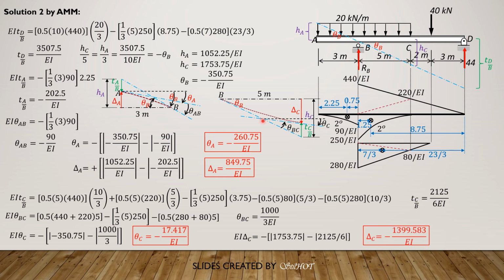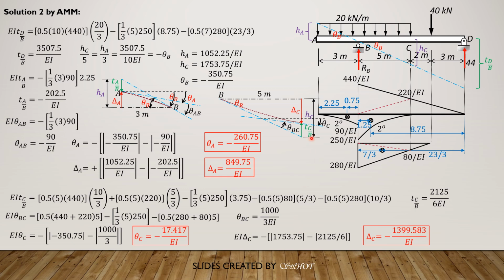Then the entire angle that the tangent at B makes with the horizontal is theta B. So theta C is expected negative, and it is negative of absolute value of theta B minus absolute value of theta BC. So EI theta C is absolute value of theta B, negative 350.75. It is negative, as anticipated. Then minus absolute value of theta BC, 1000 over 3. So theta C is negative 17.417 over EI, just like in the double integration method.